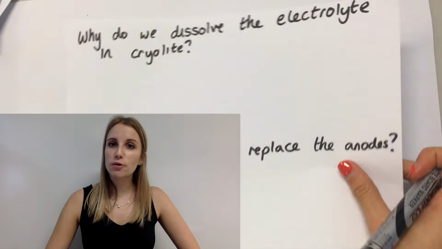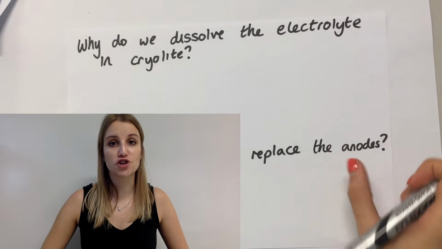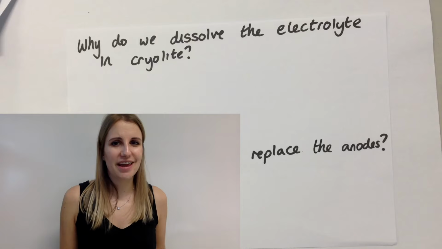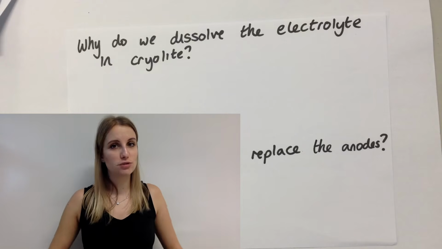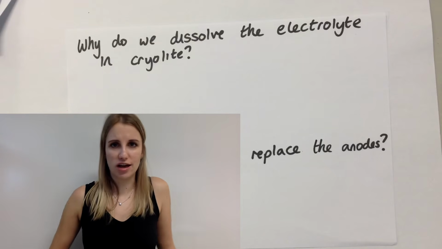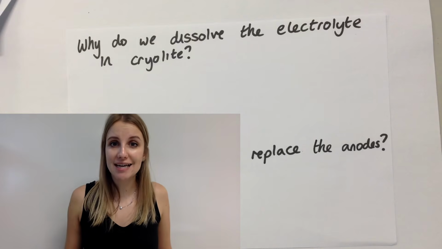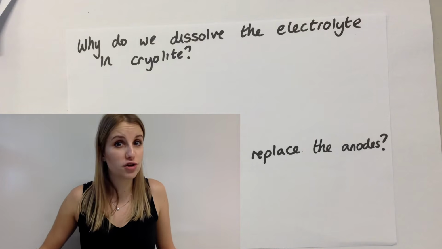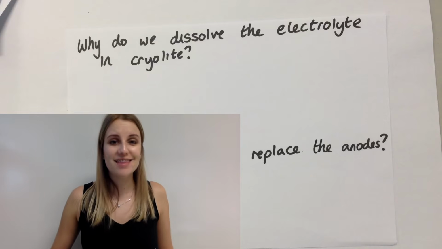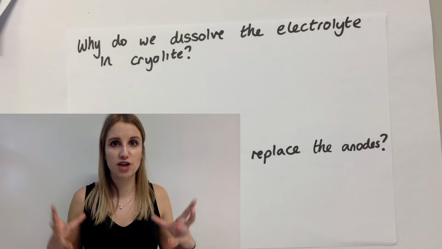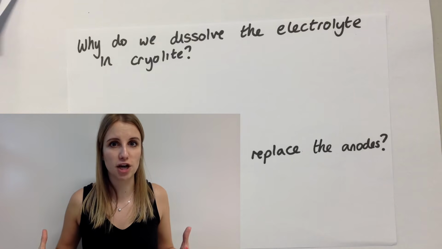These are 2 of the key questions that you could be asked about this industrial process. Firstly, why do we dissolve the electrolyte in cryolite? Why don't I just use purified aluminium oxide? Surely that would work fine. Now, purified aluminium oxide has a melting point of over 2000 degrees centigrade. That is crazy hot and ridiculously expensive in terms of generation of that kind of heat energy.